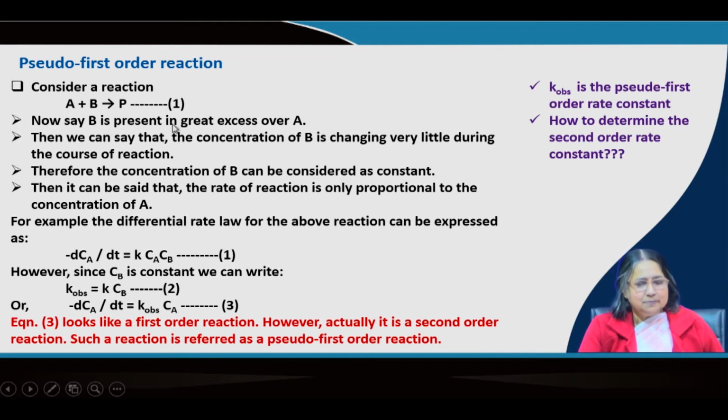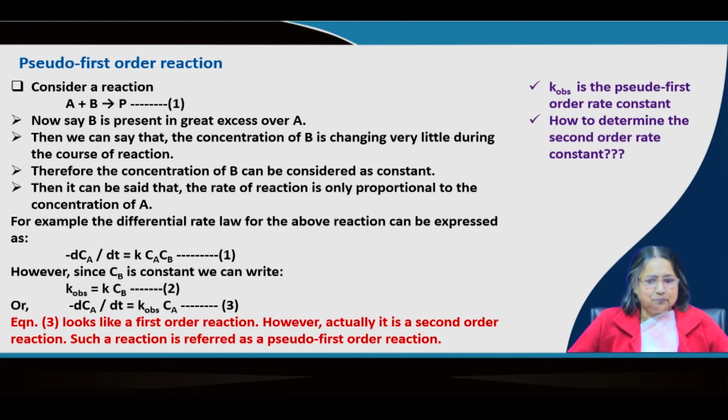Here B is present in large excess over A. Then we can say that there is almost no change for B. Initial and final, there is almost no change in B. Therefore, during the course of the reaction, the concentration of B can be considered as constant. B is not affecting or contributing.